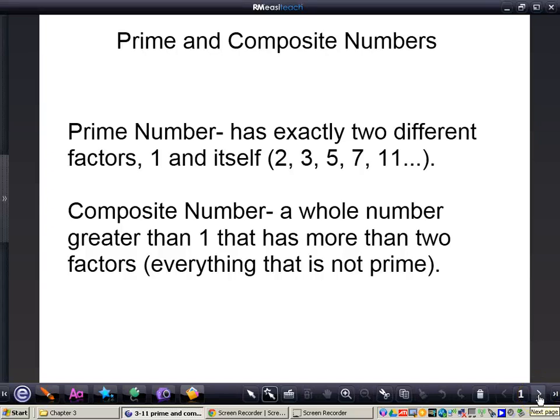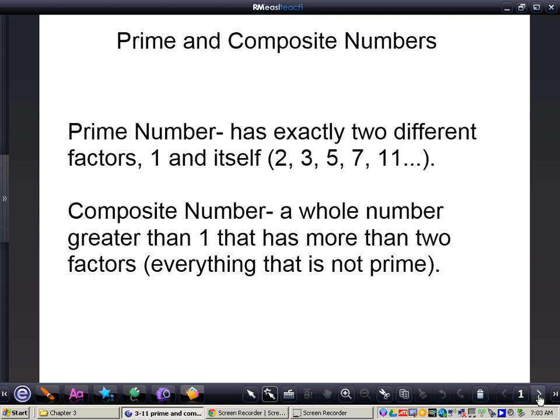In this video, we're going to be taking a look at prime and composite numbers. Now, the goal for this video is to be able to figure out whether a number is either prime or composite, and also find the prime factorization of certain numbers. Now, first of all, I want you to write down these two definitions in your notes.